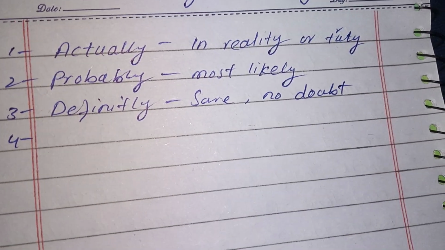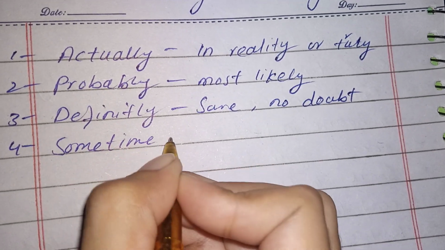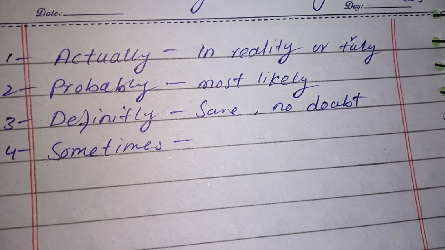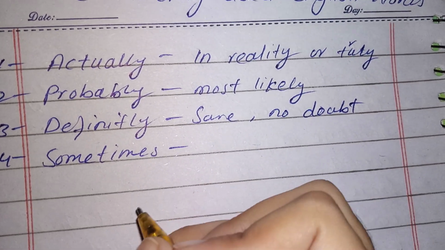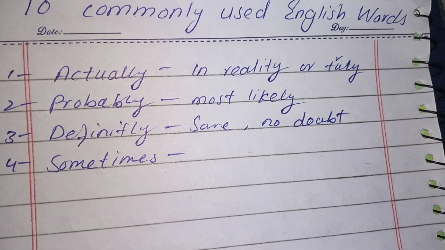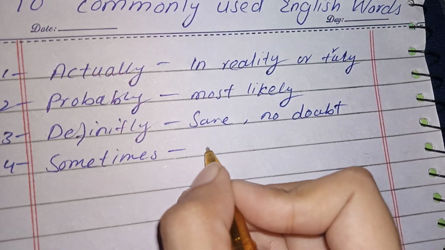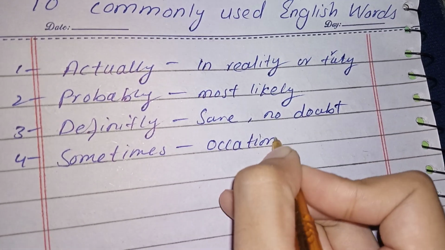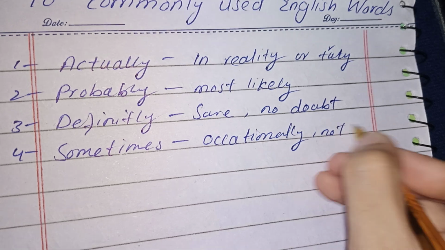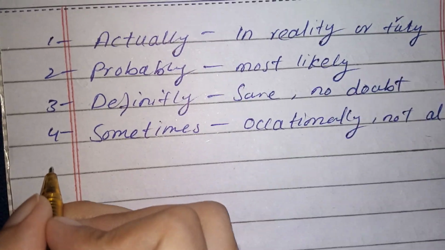And number 4 is sometimes. Sometimes means occasionally, or not always. I sometimes go to my brother's house. I sometimes visit my grandma's house. Okay, so it means occasionally, or not always.